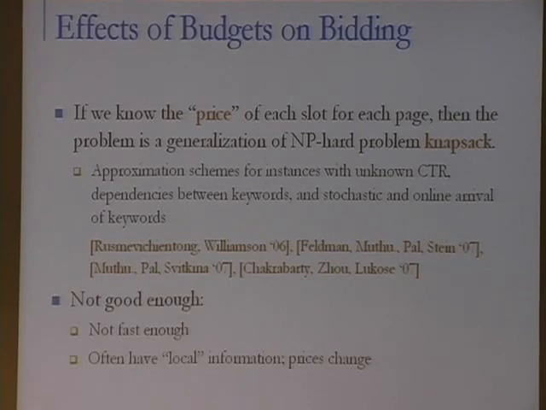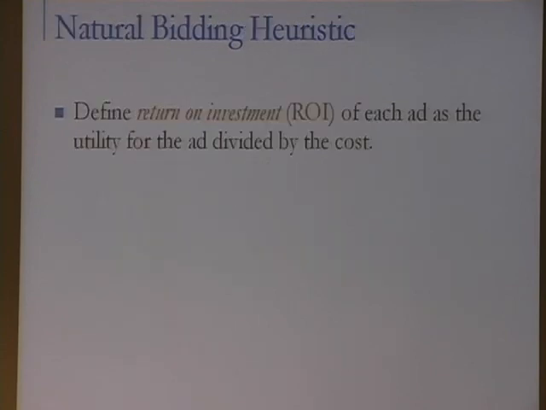Oftentimes, such bidding heuristics are not good enough because they're not fast enough. That could be one reason. Another reason is that the advertisers often don't have all the information that these algorithms would assume of them. For example, they often have only local information about the prices of various slots on various keywords. They know the price of the slots near them, perhaps, but not all the slots. As a result, it makes sense to study some simpler bidding heuristics.